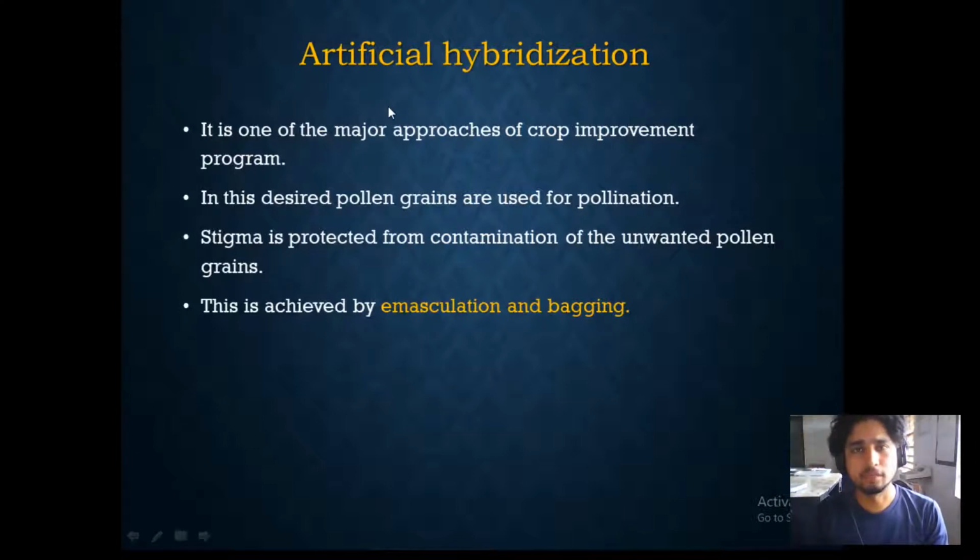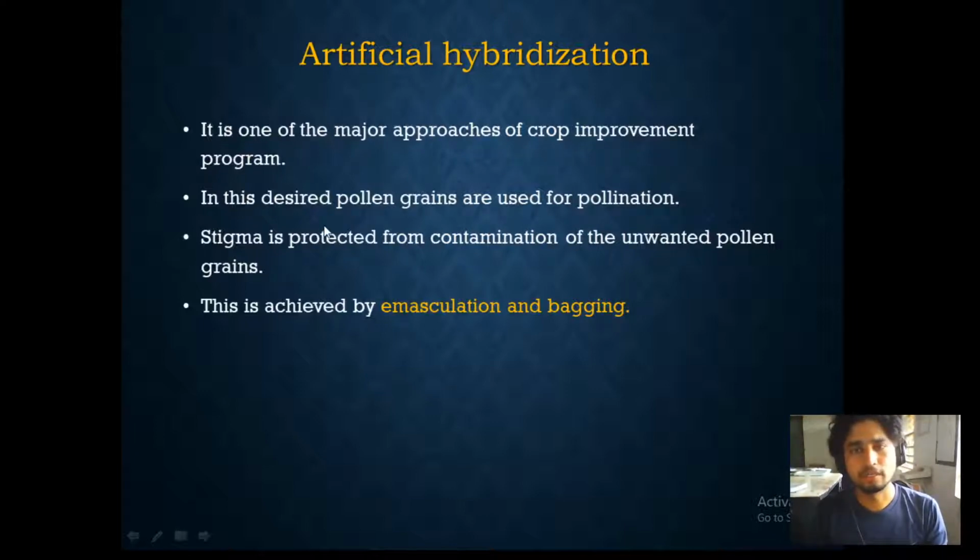Here there is a human intervention to create this pollination. This pollination is between selective plants. They are selecting the plants which have desired characters, and these plants are brought together by this pollination approach. So artificial hybridization is one of the major approaches for the crop improvement program. In the crop improvement program, they are creating the hybrid varieties using this approach to create better varieties.